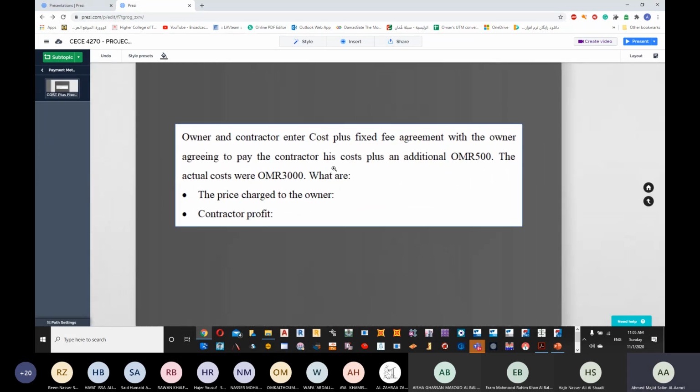Now you can see here, the owner and contractor enter into a cost plus fixed fee agreement, and the owner agrees to pay the contractor his costs plus an additional 500. Now the actual costs were 3,000 Omani Riyal. What is the price charged to the owner? What is the contractor's profit? How much will you pay in this method? How much will you pay as an owner?